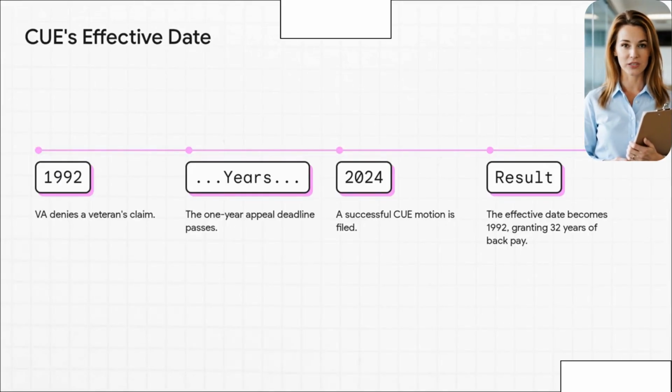Let's say the VA denied your claim way back in 1992. Then, much later, you discover they made a huge mistake. So here in 2024, you file a CUE motion, and it's successful. Your effective date for benefits isn't 2024. No, it snaps all the way back to 1992. We're talking 32 years of potential back pay.